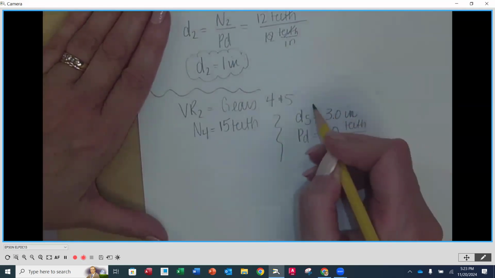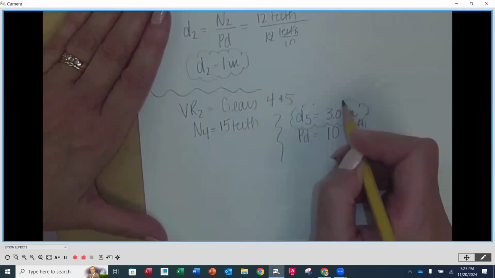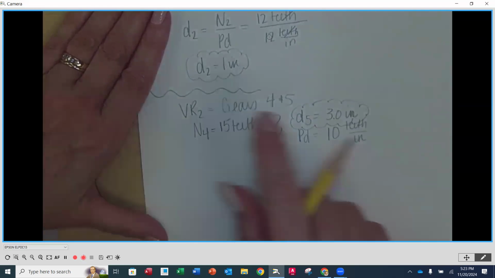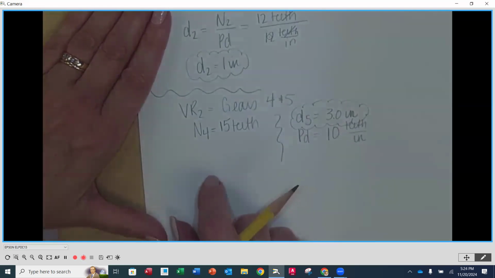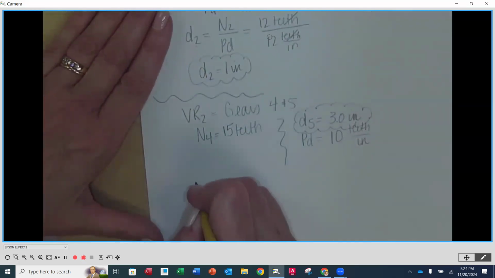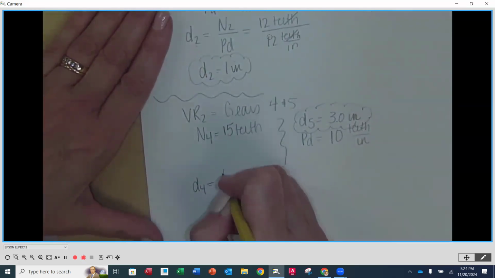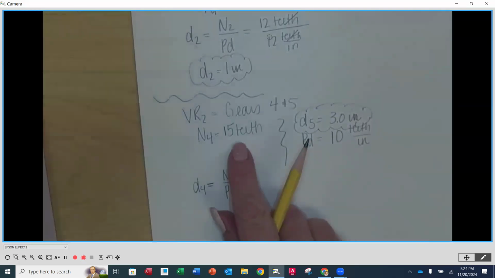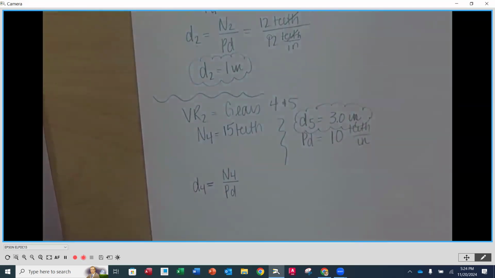Now, we know pitch diameter, right? We're trying to find the pitch diameter for each one of these. So we know the pitch diameter here, so we have to find the pitch diameter here. Now, as we can see up here, we can use that same form. So this would be D4 is equal to N4 divided by the diametral pitch. Now we're given N4, but do we know the diametral pitch for number 4?